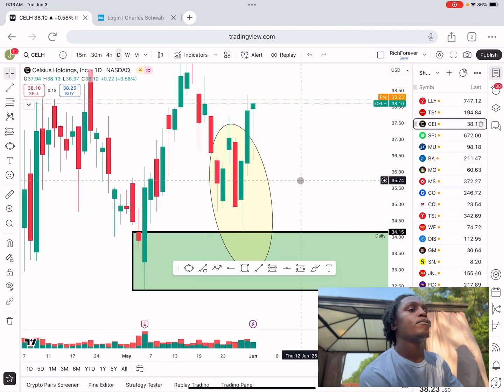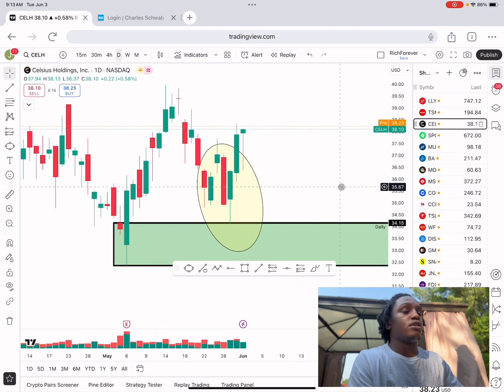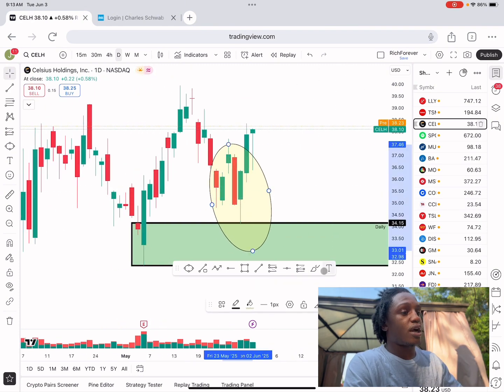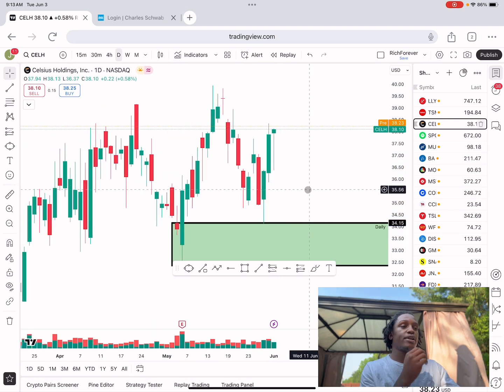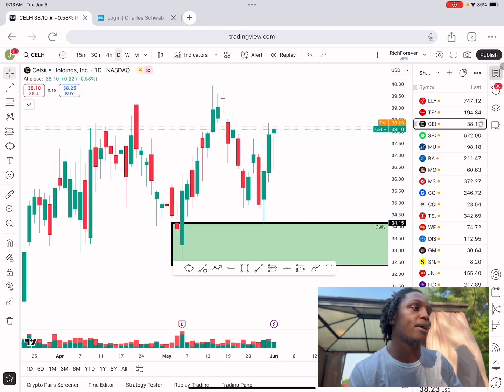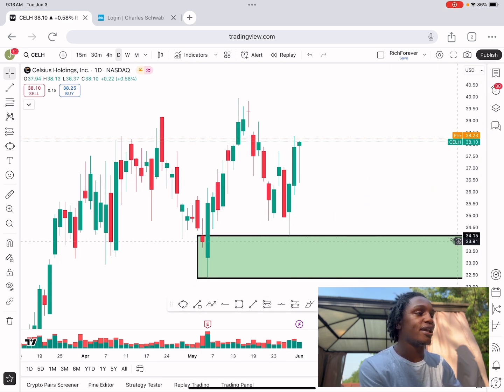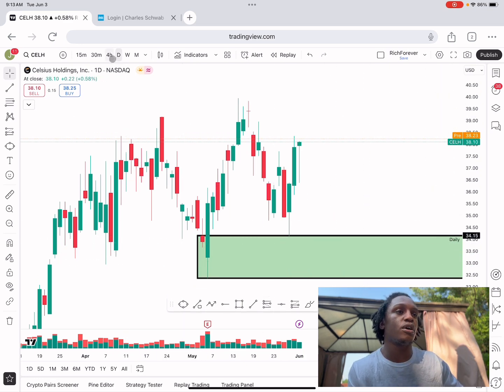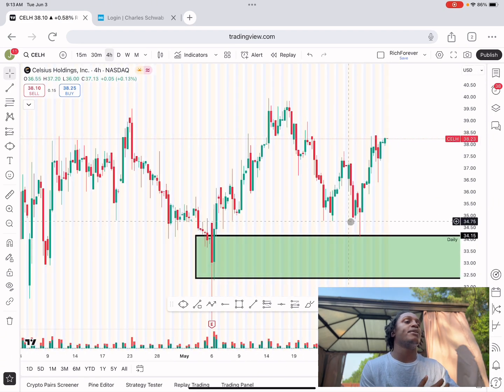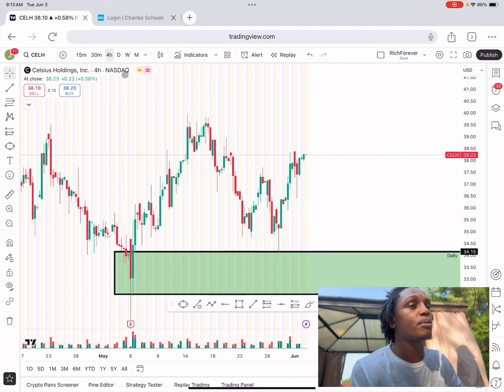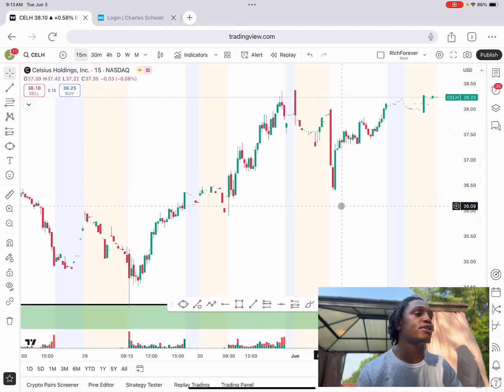So this is a swing trade I took, and mind you, I know to make it a swing trade because of the time frame of my imbalance. You see what I'm saying? My imbalance is a daily demand zone. So I'm knowing, okay, this is a big imbalance. All of my confluences are on bigger time frames, not down here where the 15-minute is.